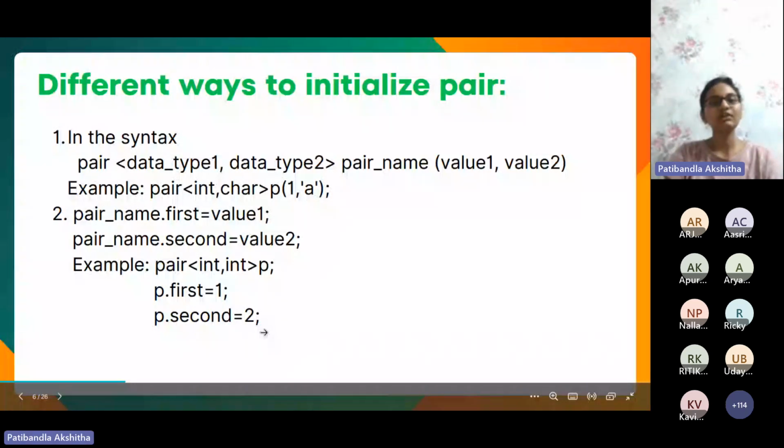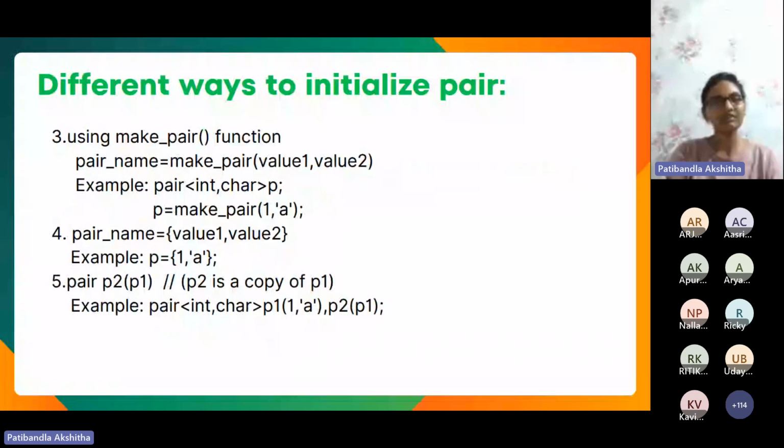And the third way of initializing a pair is by using the make underscore pair function. You can just write a pair name equals make underscore pair value 1 and value 2. Now here, pair P stores two values, value 1 is of type integer and value 2 is of type character. To make P store 1 comma a, we can directly write P equals make pair 1 comma a.